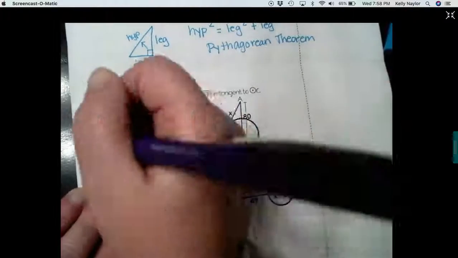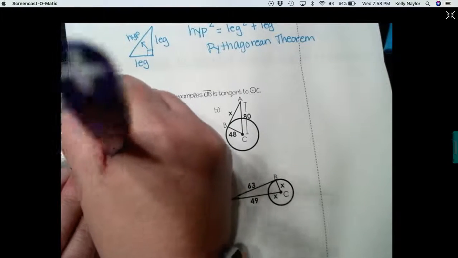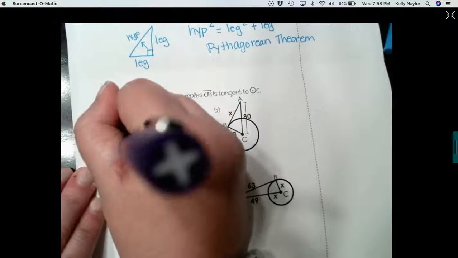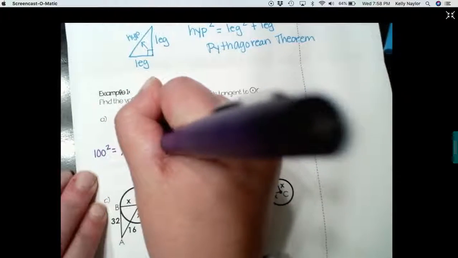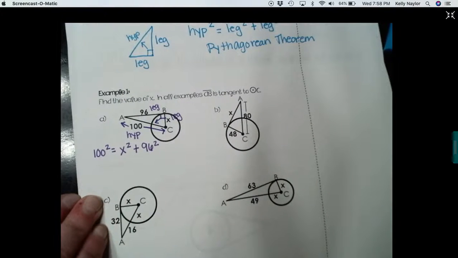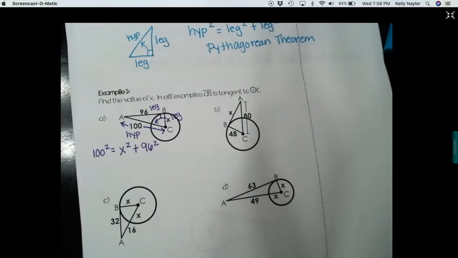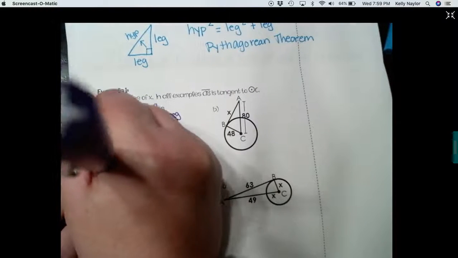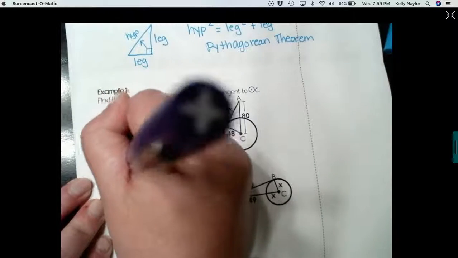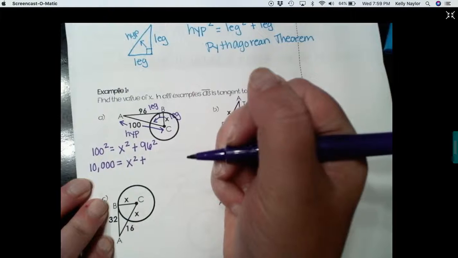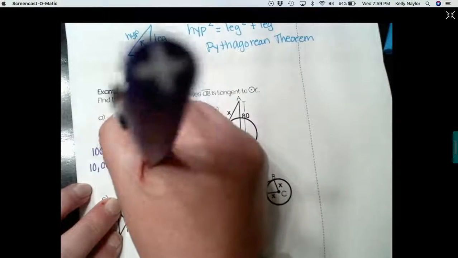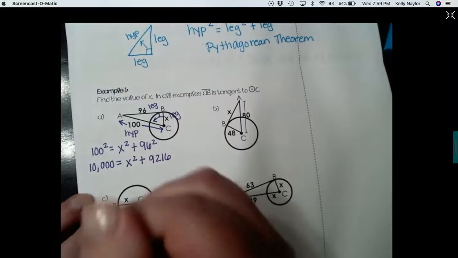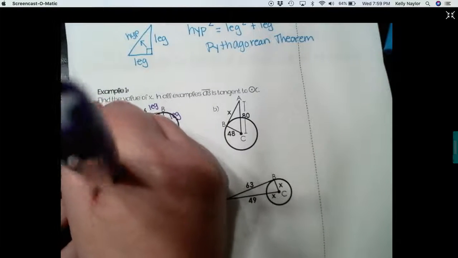So in this case, we have 100 squared is equal to leg squared plus leg squared. Well, one of our legs is x, and the other leg is 96. So 100 squared is equal to x squared plus 96 squared. So we're going to square both of these numbers. So we get 10,000 is equal to x squared plus 9,216. We're going to subtract our 9,216 from both sides.